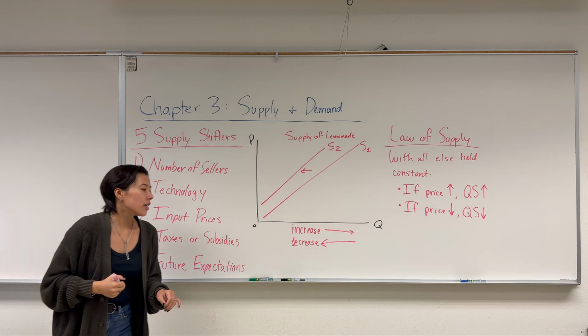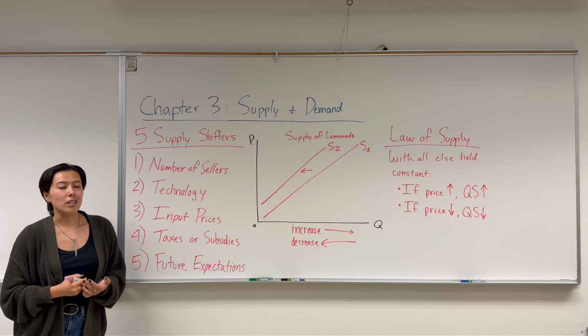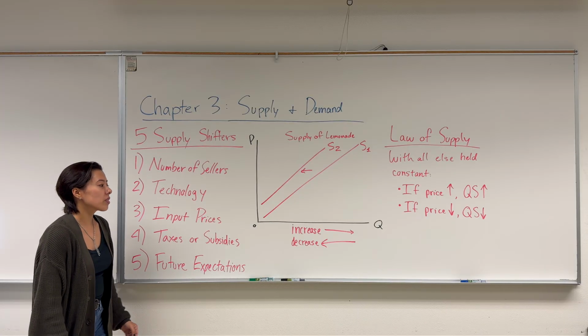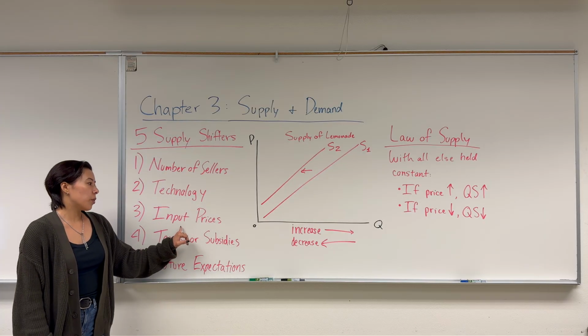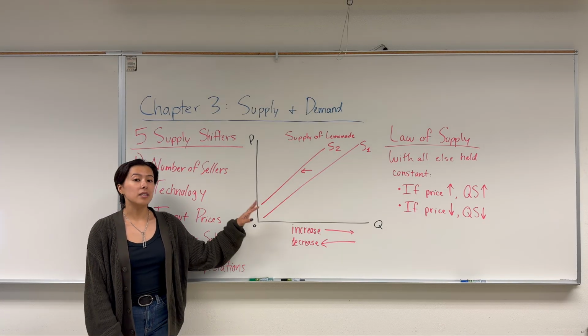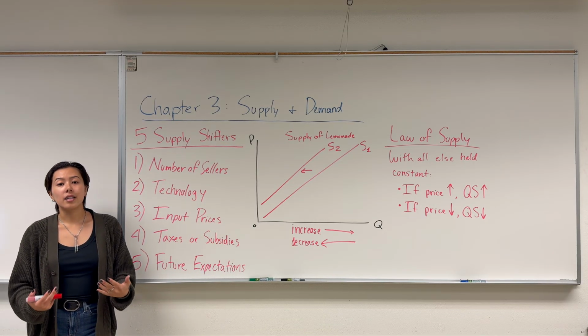On the other hand, if the price of my input good was to go down, this would make it cheaper and easier for me to produce, and then I would have seen an increase in my supply. So when input prices go up, supply decreases. When input prices go down, supply increases.